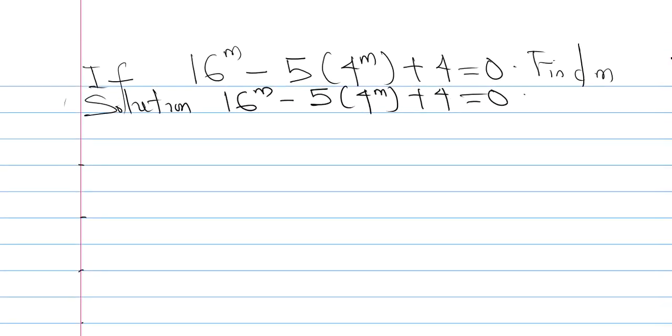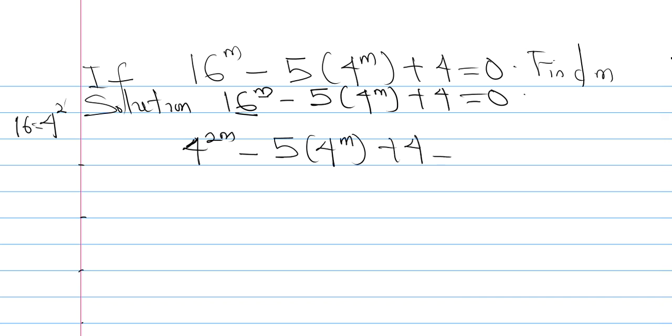Can you solve this question? So let's start. Now look at this question. Here I can say 4 raised by 2m here. Don't forget that 16 is equivalent to 4 raised by 2. Just add your m here, minus 5 4 raised by m plus 4 equal to 0.